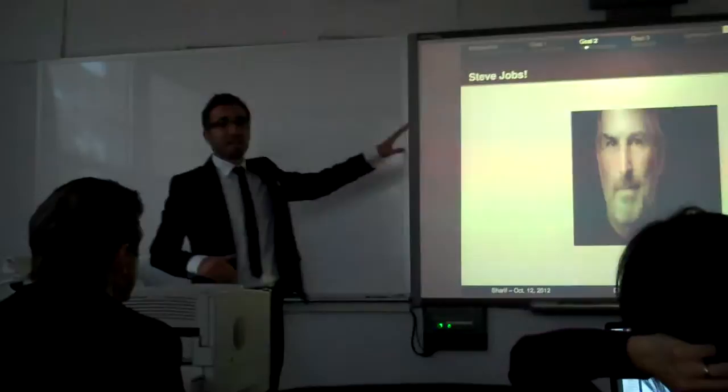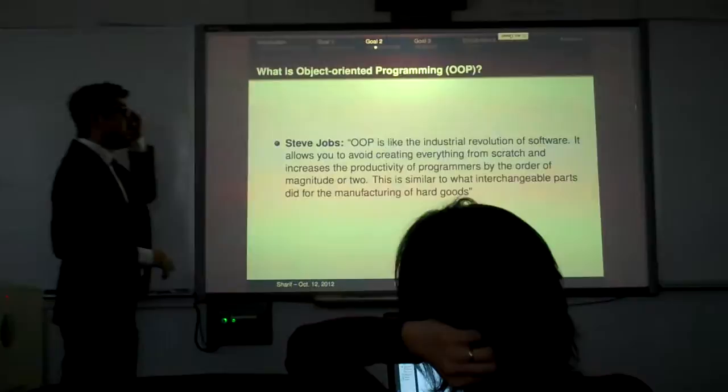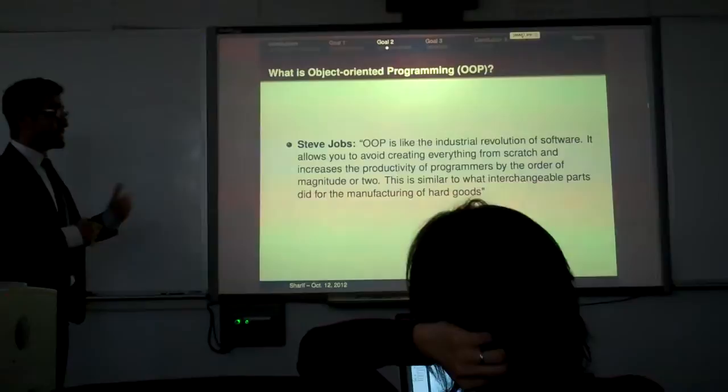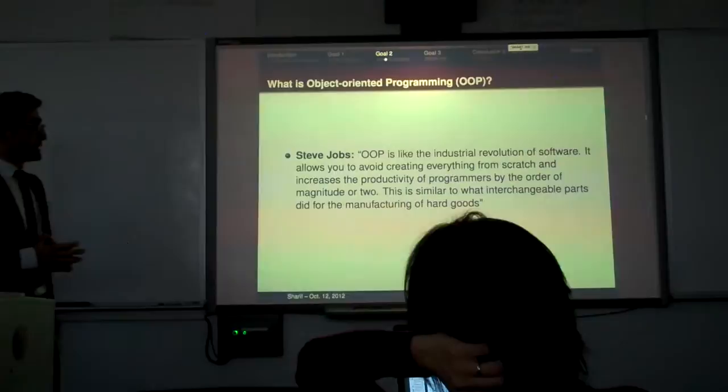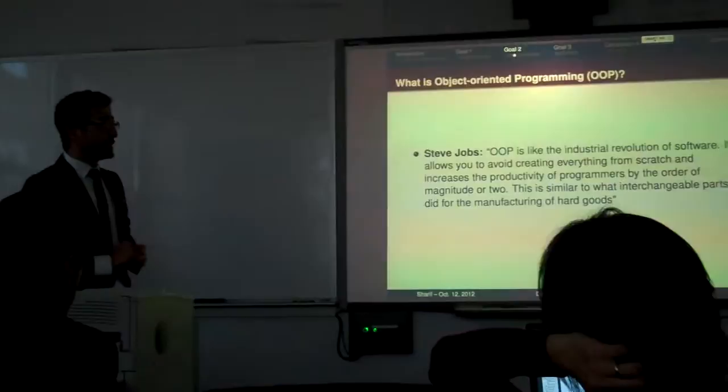Now, this is Steve Jobs. Steve Jobs is the best guy to tell us what object-oriented programming is. He always used terms that make me love whatever they do at Apple. This is how he defined object-oriented programming. He said, object-oriented programming is like the industrial revolution of software. It allows you to avoid creating everything from scratch and increases the productivity of programmers by an order of magnitude or 2. The best part is that this is similar to what interchangeable parts did for the manufacturing of hard goods.